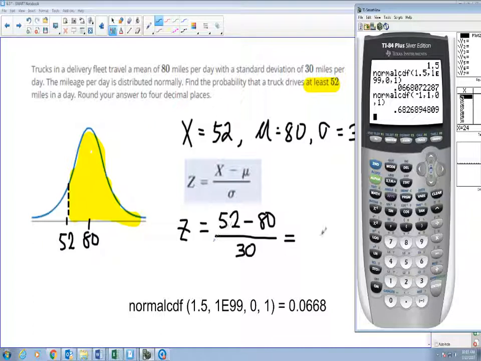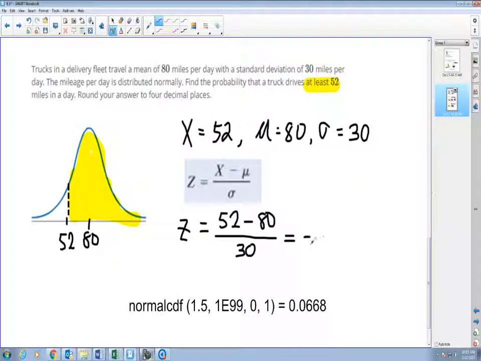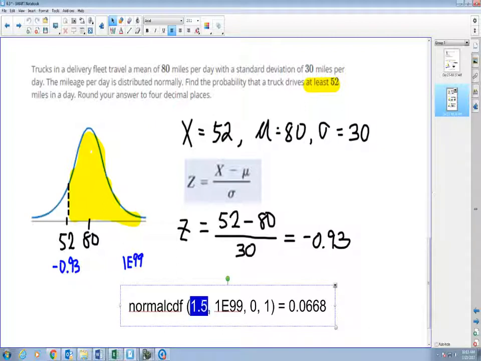This should be negative, right? 52 minus 80 should be negative. Subtract first, then we divide it by 30. Z-score is always two decimal places, so there'll be negative 0.93. So this 52 is negative 0.93. I'm looking for the area to the right, so there's no upper bound, so that will be infinity, which we type in 1E99. It should be negative 0.93, to the right, comma 0, comma 1.